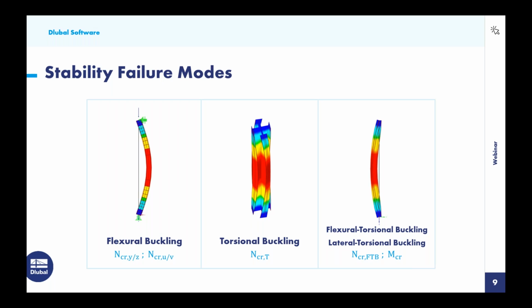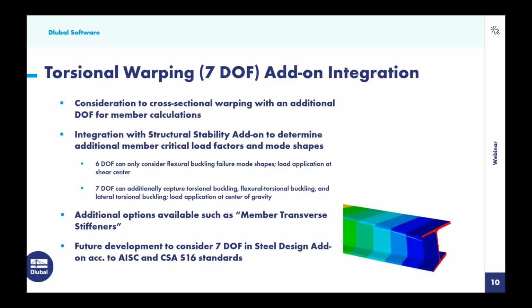Now, we can go ahead and say, well, if we are designing according to AISC or CSA, of course, the codes have analytical equations that are going to design for these additional stability failure modes. But this is in the design process. What I'm talking about specifically is with the static analysis as well as the structural stability. So how do we consider these additional failure modes? The answer is to enable the 7th degree of freedom or warping.